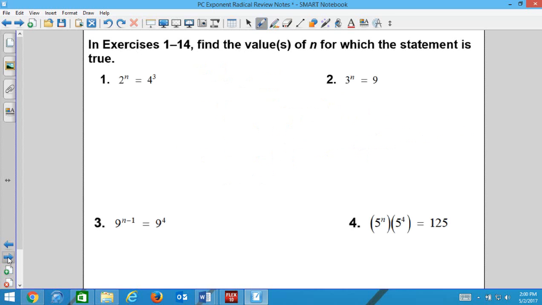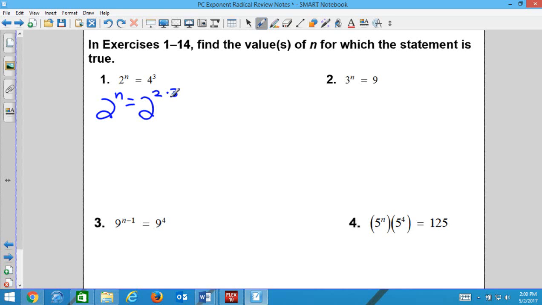So look at number 1. We've got 2 to the n on one side. On the other side, we have 4 to the third. Normally, most of the time, we're going to take it down to prime factorization. Sometimes it's easier not to, but most of the time it is easier to make them both the prime number. So we're going to change 4 into 2 squared. So we'll have 2 to the n equals 2 squared to the third.